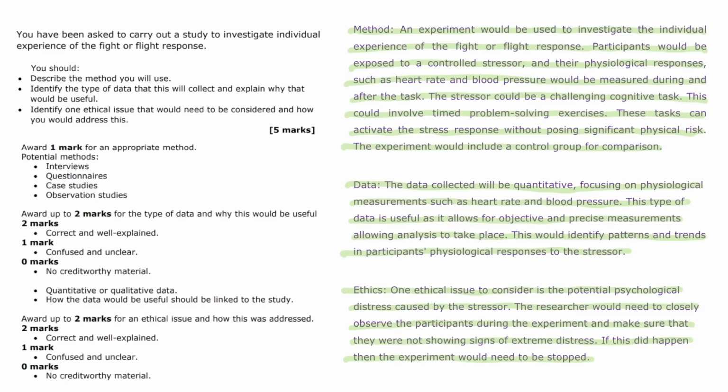The response is a good answer to the question as it effectively addresses each of the individual bullet points. Note the use of subheadings at the beginning of each section. This clearly signposts where each of the bullet points is being covered.